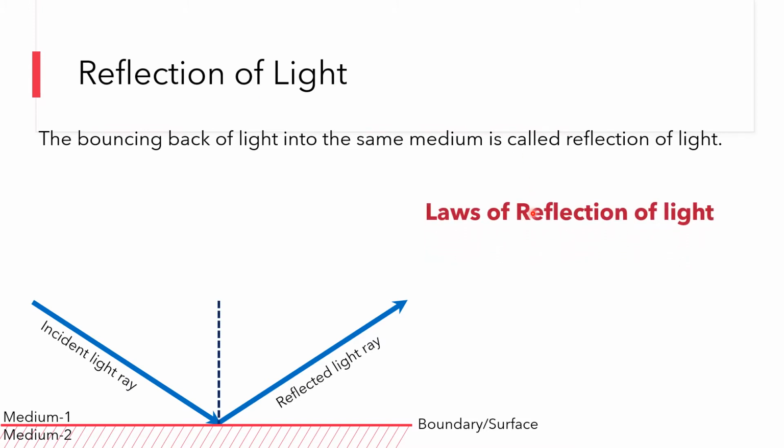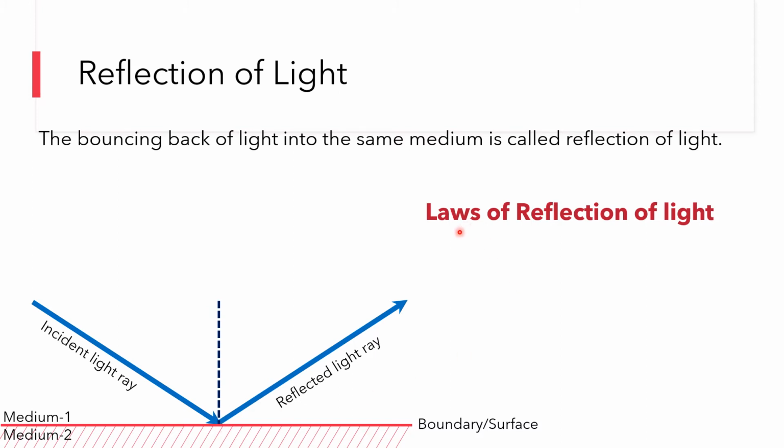The first law. In order to discuss the first law, we need a normal, a perpendicular. Normal means perpendicular onto the surface, 90 degrees here. So we have to draw a normal at the point of incidence. So this is the incident ray, here it is falling onto the surface. This is the point of incidence. So the normal is required at the point of incidence.